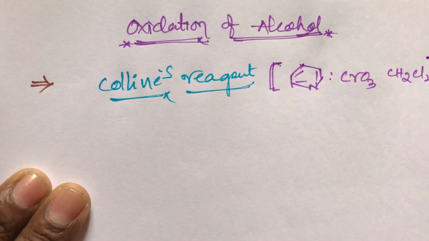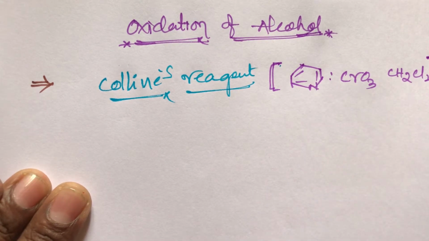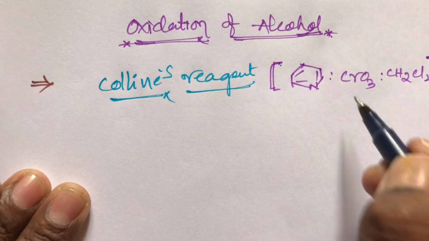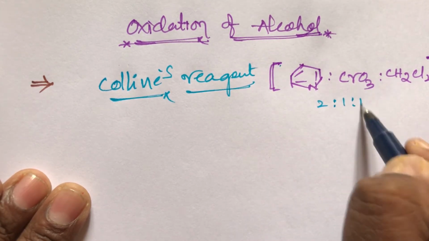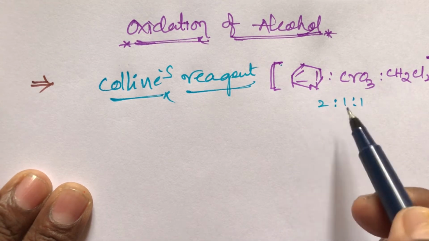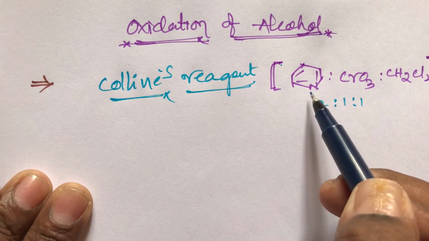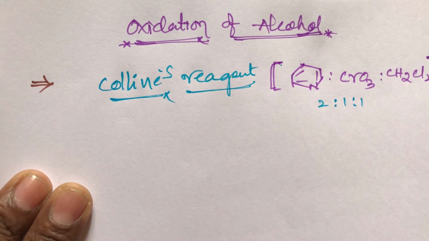Collins reagent has 2 moles of pyridine, 1 mole of chromium oxide, 1 mole of dichloromethane. That is a 2:1:1 ratio. This is the simple trick, student.